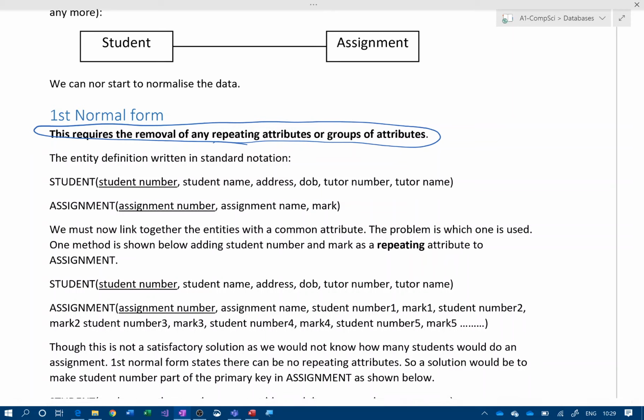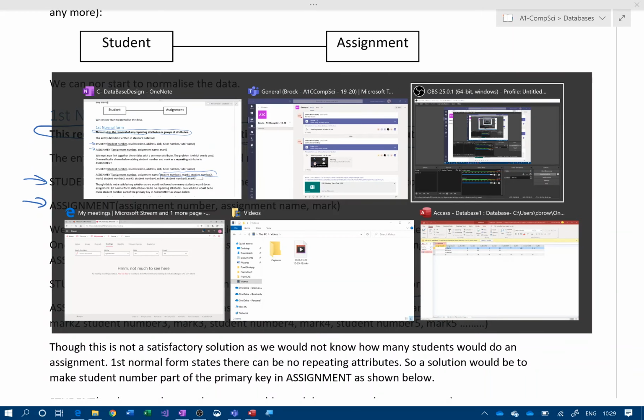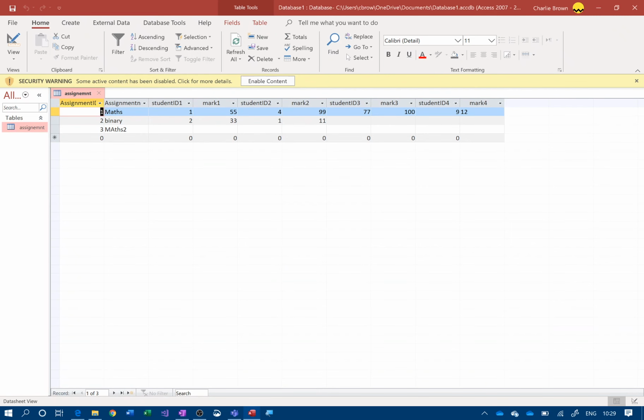So what we could do is, in standard notation, this is standard notation here, we've got student number, assignment name, address, job, tutor number, tutor name, and then assignment number. Now, that's fine, but we don't have any way of linking between the two. So one solution would be to do it like here, where we have pairs of student numbers and marks, and then we keep doing that. Now in Access, that would look a bit like that.